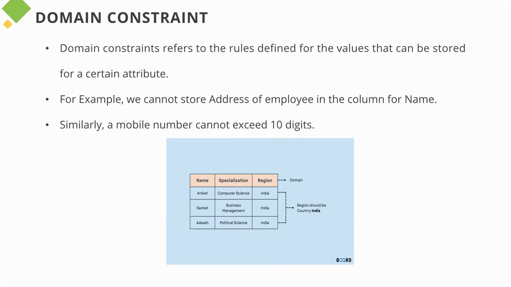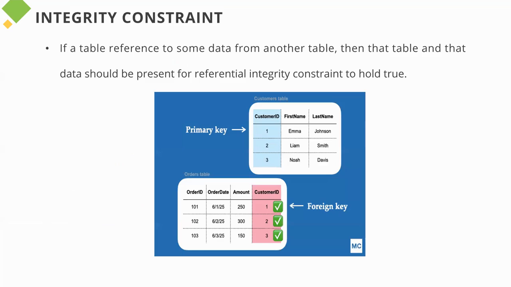In the same way, specializations. If you see the region, I need the domain always to be within India. So this is a domain constraint. Domain constraints are mostly generic or specified by the database administrators.